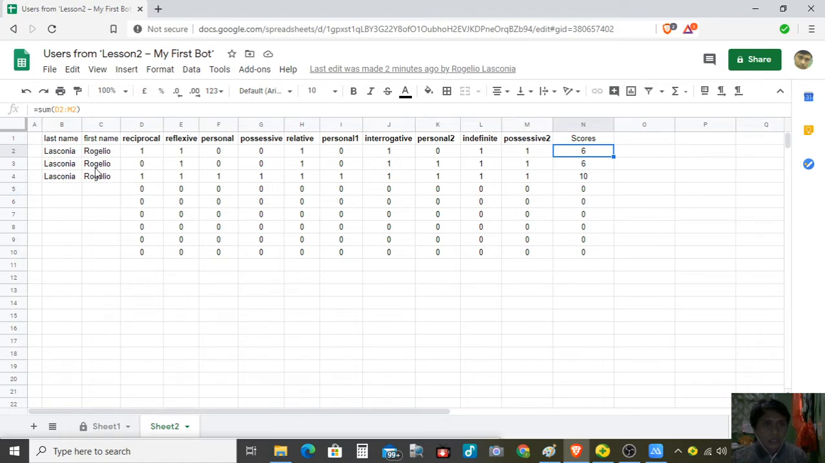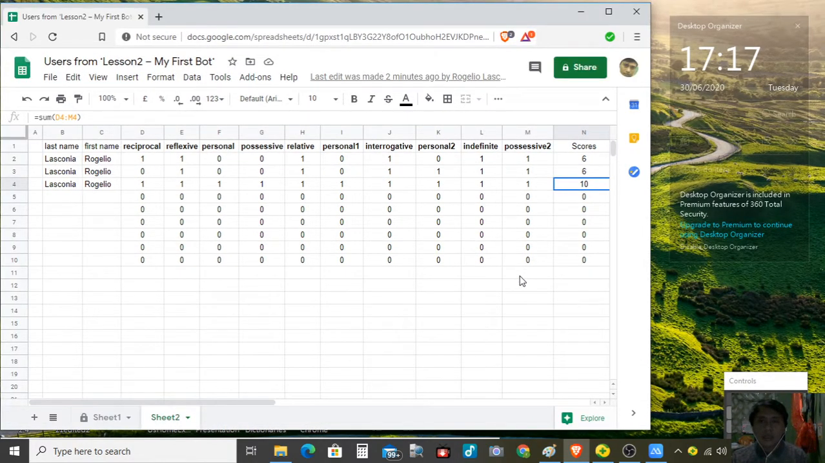So in this case, we have 3 examples. The first student got 6, the second student 6, and the other student's score is 10. So I hope that I can give another help in improving your Teacherbot.